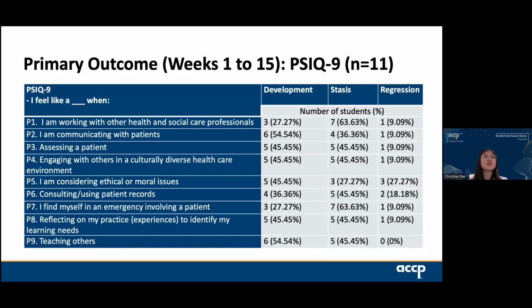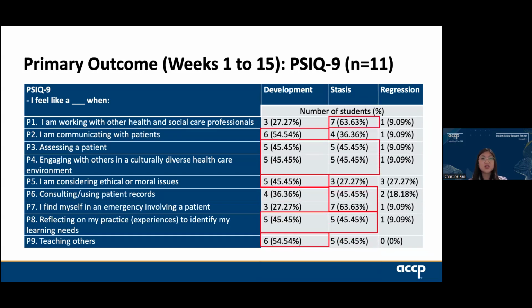For these results, we also looked at it from a descriptive statistics perspective. Of note, these percentages are out of the 11 students included and not the total 79 students that were eligible. We see here for questions 2, 5, and 9, most students showed development from weeks 1 to 15. For the other questions, a majority showed PIF stasis or an equal amount of development and stasis.